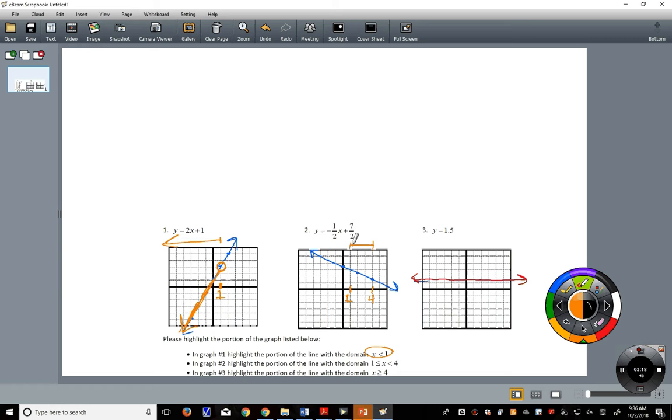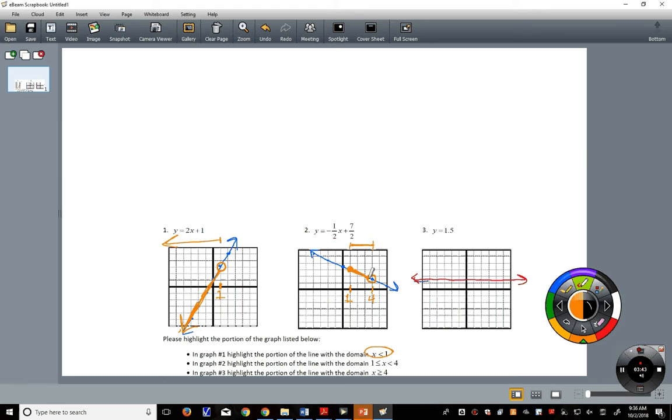Okay? The point that's on your line that corresponds to 1 is right here. And the point that corresponds to 4 is right here. And all these points in between would have some x that's bigger than 1 but smaller than 4. Okay, so those are all the points we want. I drew the endpoints this way, again, because of the restrictions. x was allowed to equal 1.